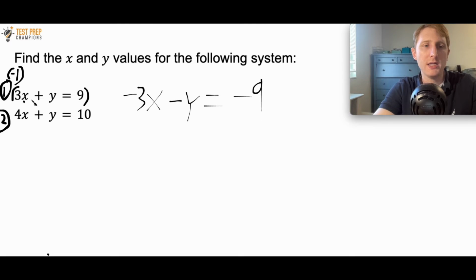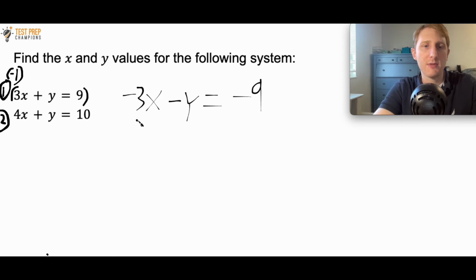So again, all I did was I took 3x plus y equals 9, and I multiplied it by -1, and I got -3x minus y equals -9. So now I want to just take my equation 2, and I'm not going to change it. I'm just going to rewrite it down below. All right, so the next thing I want to do is just add the numbers.